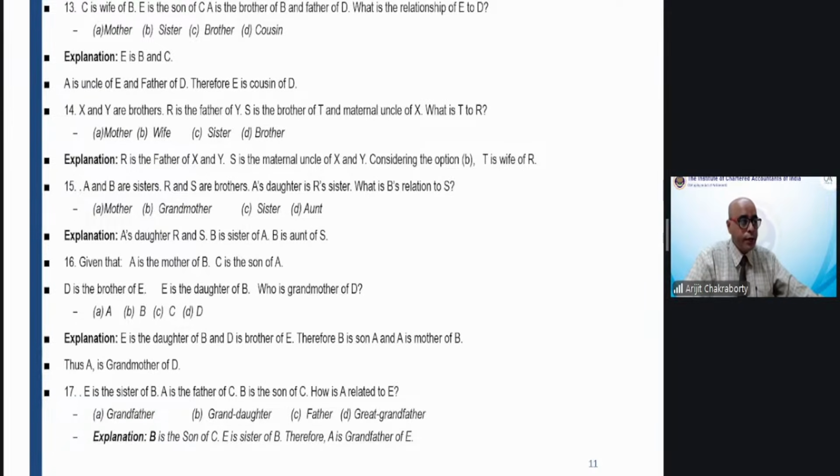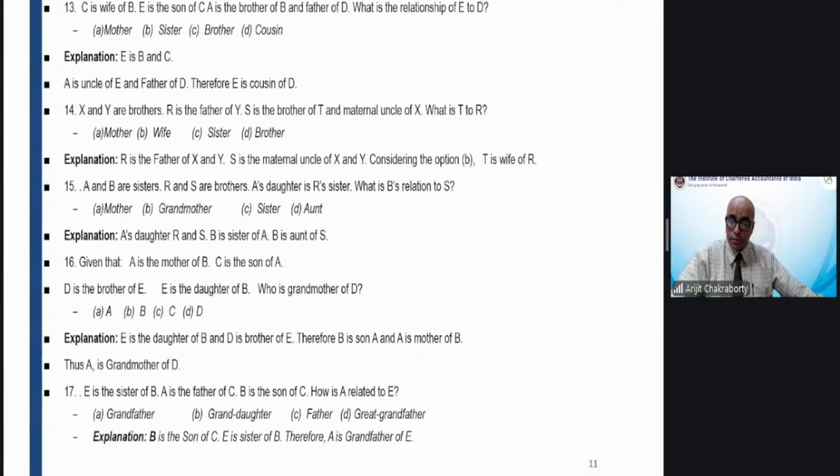Okay. D is the brother of E. E is the daughter of B. Fine. So we have B's daughter is E. D is the brother of E, so D is male. E is the daughter, E is female. B's daughter is E, and E's brother is D. So now we can see B actually has two children, D and E.